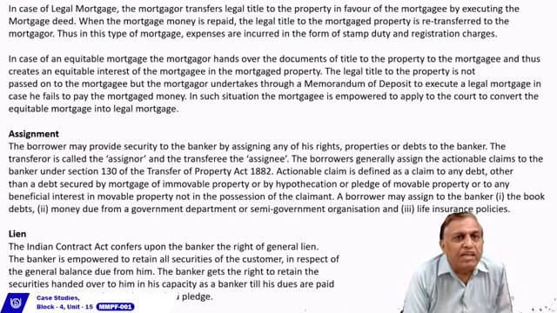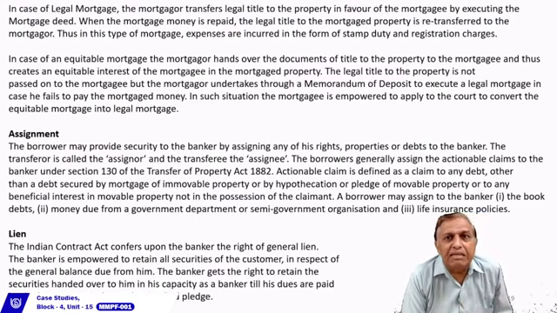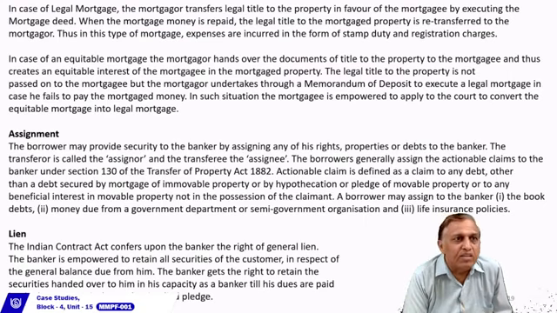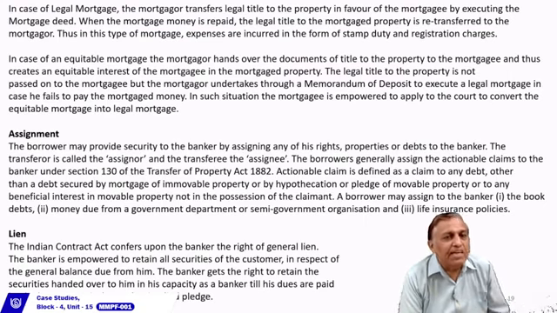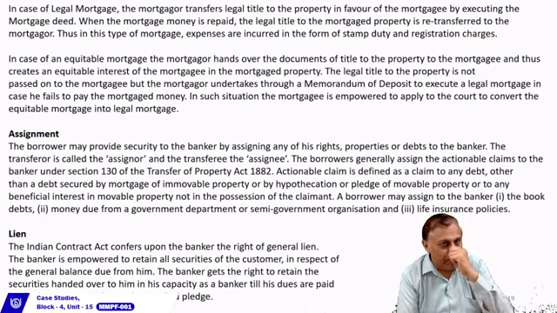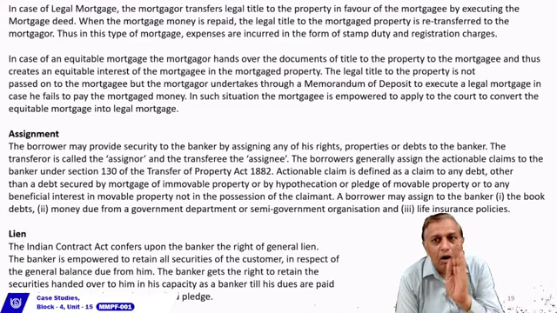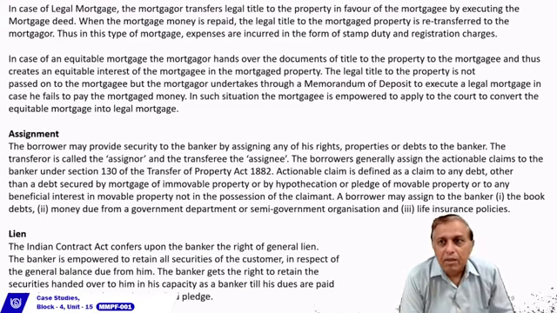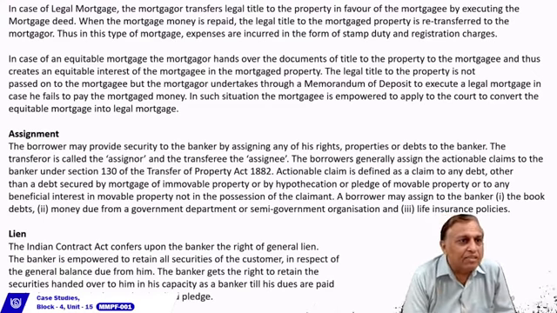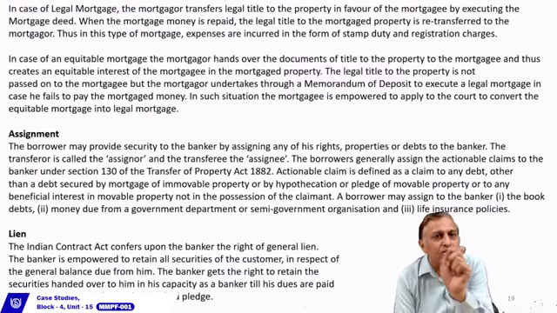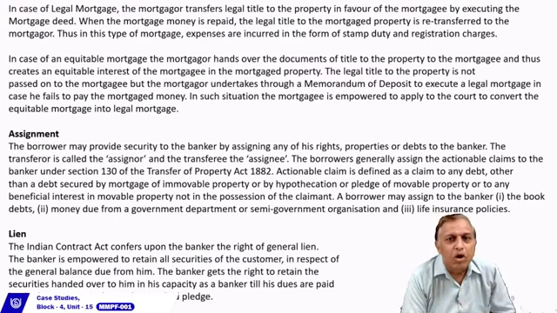When we speak about the legal mortgage, it transfers the legal title to the property in favor of the mortgagee by executing the mortgage deed. In case of equitable mortgage, the mortgagor hands over the document of title to the property to the mortgagee, and thus creates an equitable interest of the mortgagee in the mortgaged property.